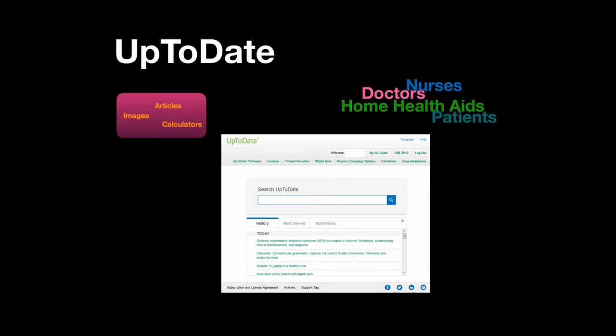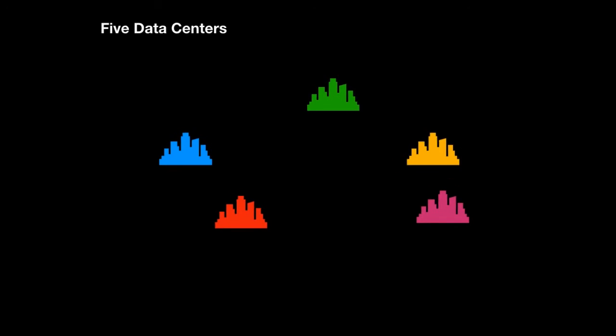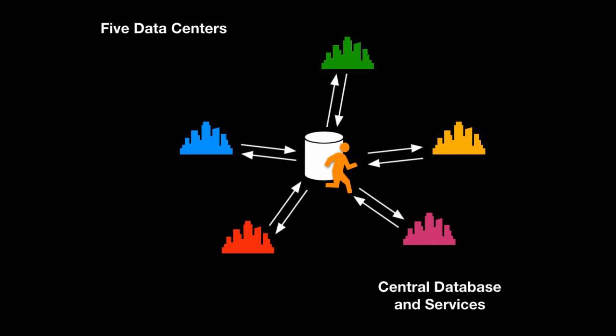And I'm going to talk a little bit about the infrastructure behind UpToDate. It consists of 5 data centers around the world, 2 in East Asia, 2 in the US, and 1 in Europe. The data centers provide locality of information so that users near the data centers can quickly access that data. And it also improves availability. In case one of the data centers goes down, users can be directed to a different data center. And the heart of the data centers is a central database and services that support those data centers, pushing information to those regions and also receiving information.